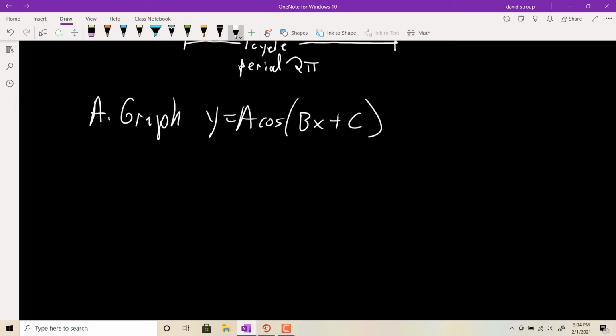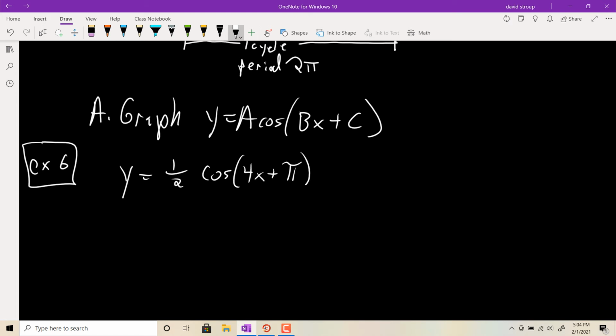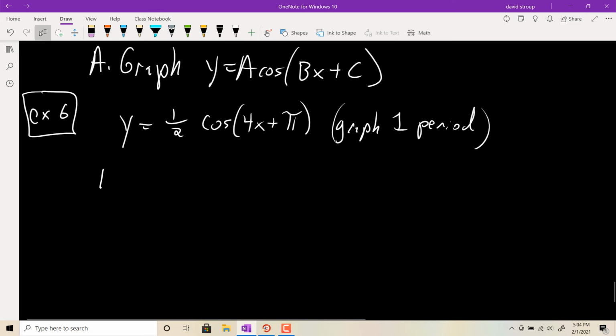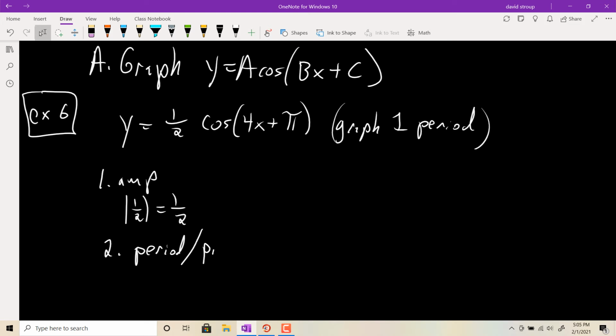Okay, so let's try one. This is example 6. We're trying to graph y equals 1/2 cosine of 4x plus pi, and I need to graph one period. So again, you get your amplitude. All this stuff's the same as before. The amplitude is the absolute value of 1/2. Secondly, the period and the phase shift. Usually the phase shift is just 0, right? You just start at 0.